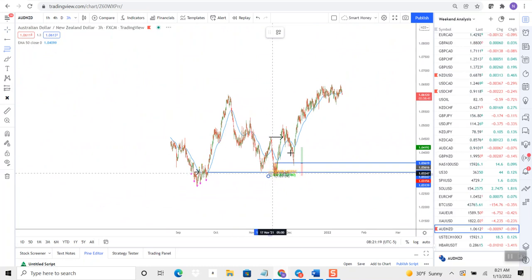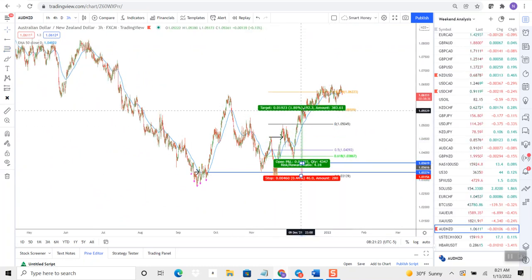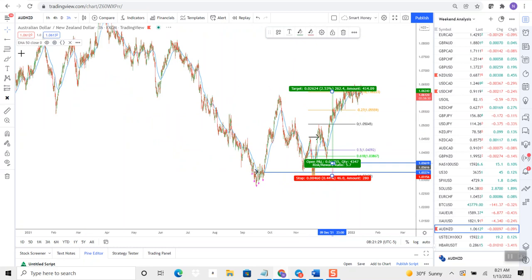You could have pulled a fib from here to here. Negative 27 could have been your first target. Negative 61, which is also the relative high of this high here. That could have been a 5.7 risk to reward.